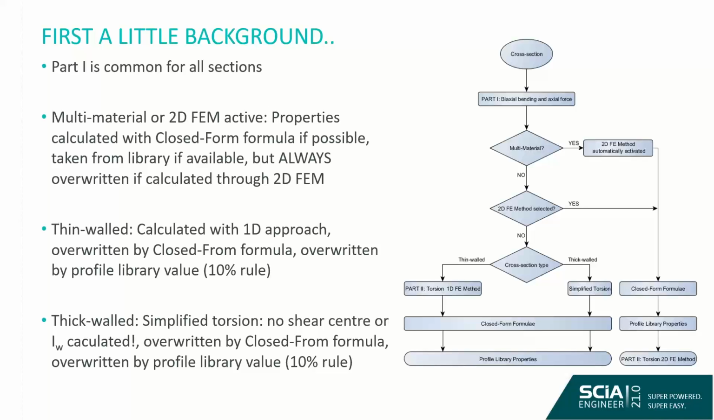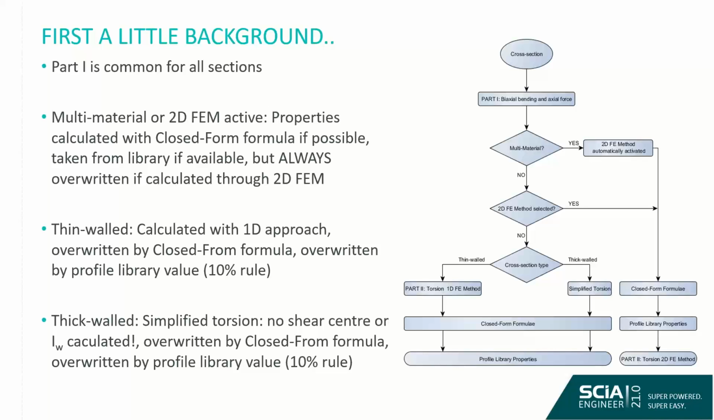And of course, the calculation with just 1D lines is a lot easier. So at first, the sections will be calculated with this 1D approach. If there are closed form formulas available, they will override this 1D approach because they will most generally be better. And if there is a profile library value, this one will again take priority over the preceding calculations. But with the important 10% rule.